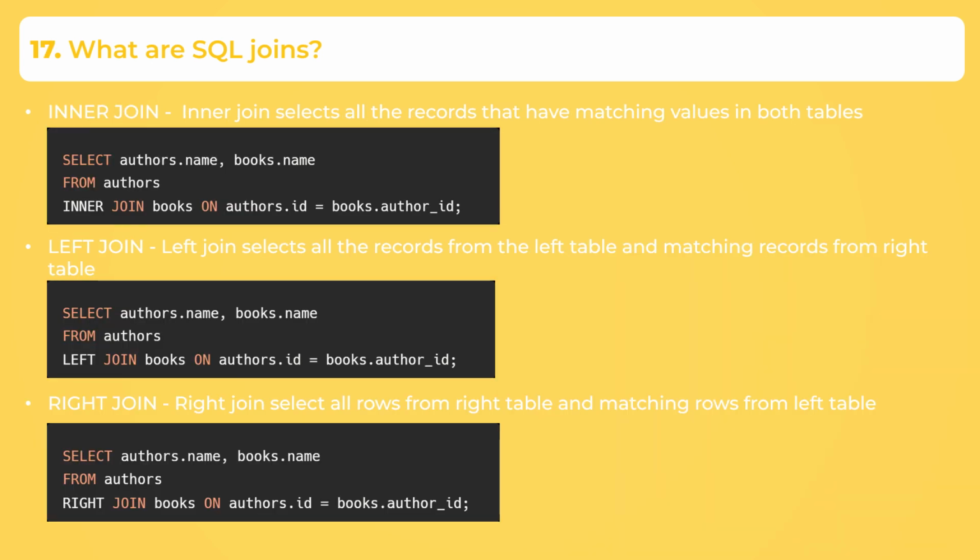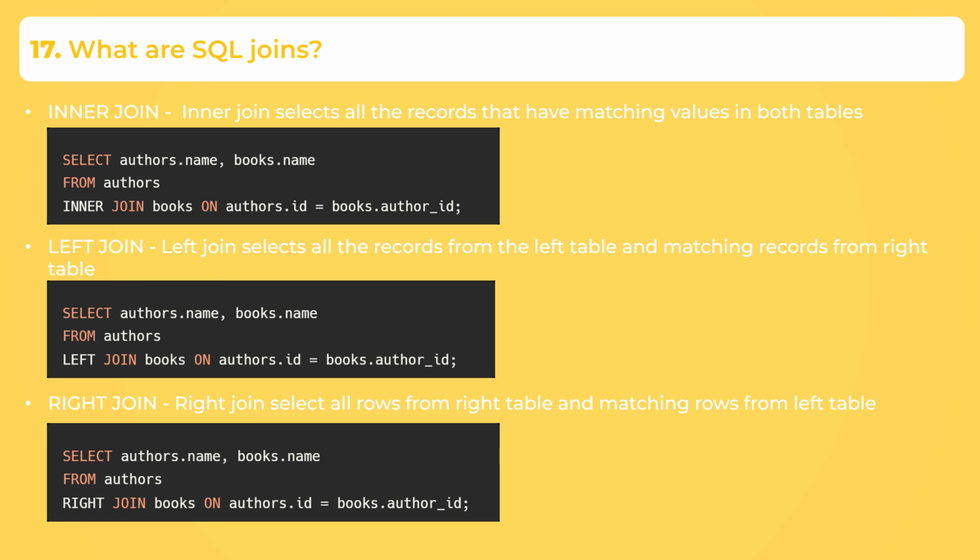So next question is what are some SQL join examples? First is inner join. Inner join selects all the records that have matching values in both tables. SELECT author.name, book.name FROM authors INNER JOIN books ON authors.id equal to books.author_id.